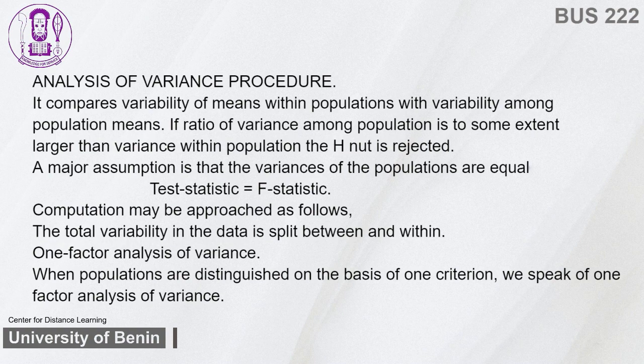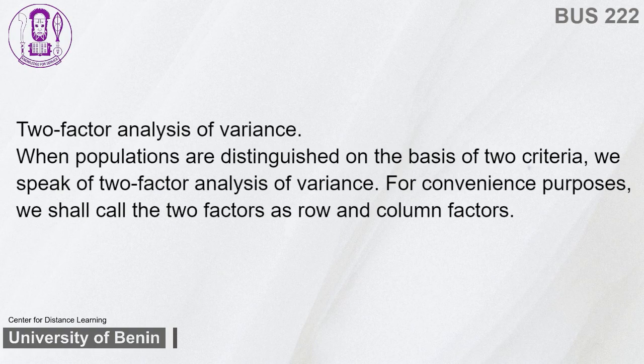The computation may be approached as follows. The total variability in the data is split between and within. One-factor analysis of variance. When populations are distinguished on the basis of one criterion, we speak of a one-factor analysis of variance. Two-factor analysis of variance. When populations are distinguished on the basis of two criteria, we speak of a two-factor analysis of variance. For convenience purposes, we shall call the two factors row and column factors.